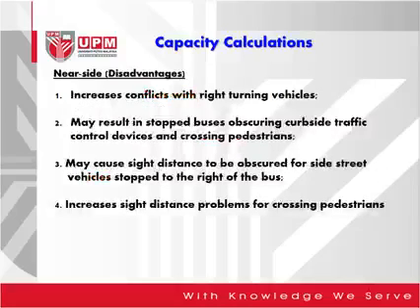There are 4 disadvantages for near side bus stop. First, it increases the conflict with the right turning vehicles. So we refer to driving on the right hand side. The second point is it may result in stopped buses obstructing curbside traffic control devices and crossing pedestrians.